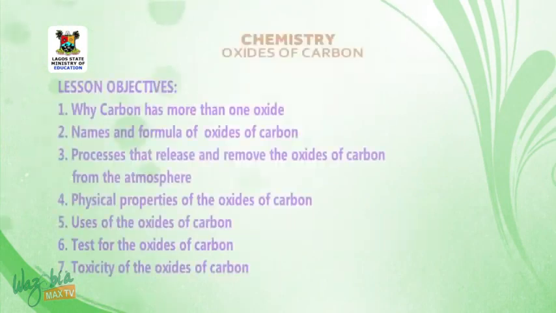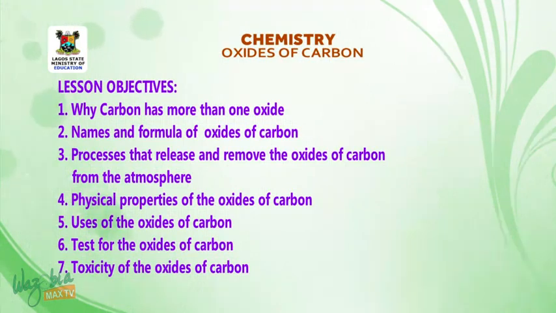1. Why carbon has more than one oxide. 2. Names and formula of oxides of carbon. 3. Processes that release and remove oxides of carbon from the atmosphere. 4. Properties of the oxides of carbon. 5. Uses and tests for the oxides of carbon. And 6. Toxicity of the oxides of carbon. So let's start right away.